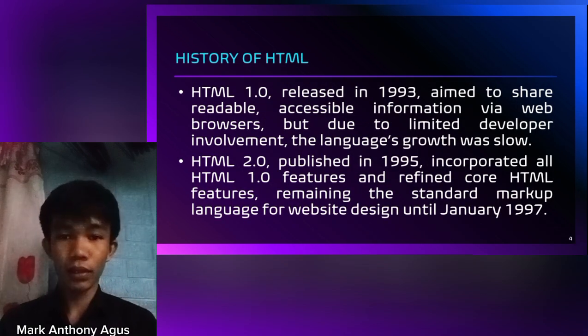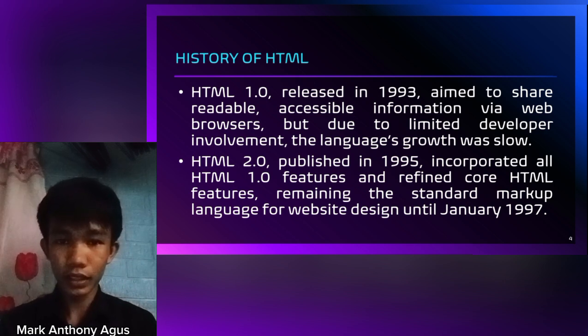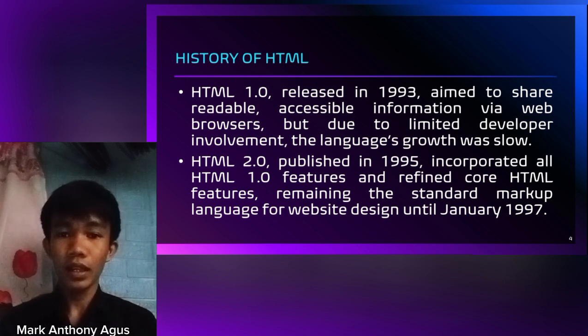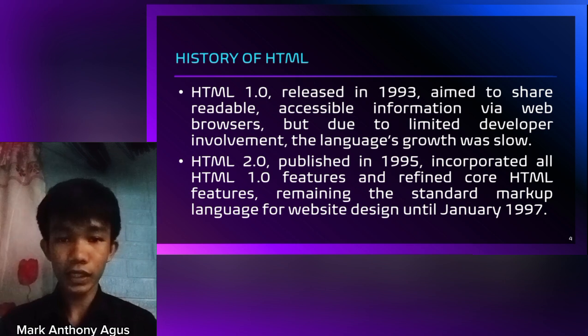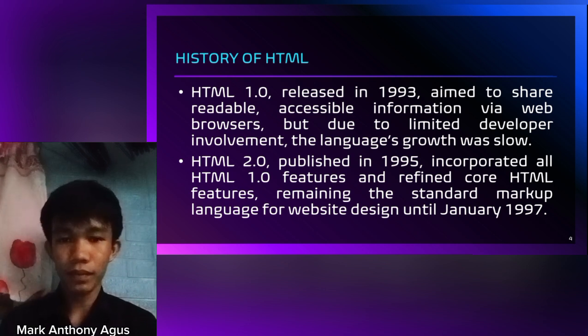HTML 1.0, released in 1993, aimed to share readable, accessible information via web browsers, but due to limited developer involvement, the language growth was slow. HTML 2.0, published in 1995, incorporated all HTML 1.0 features and refined core HTML features, remaining the standard markup language for website design until January 1997.